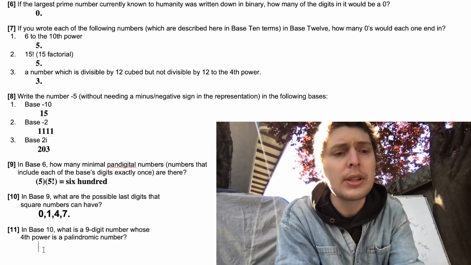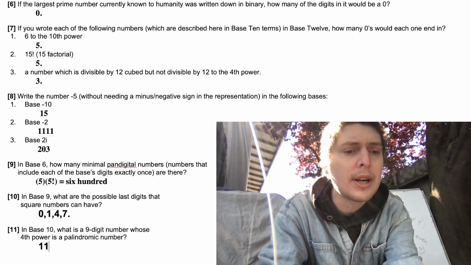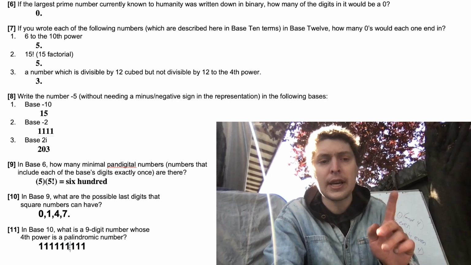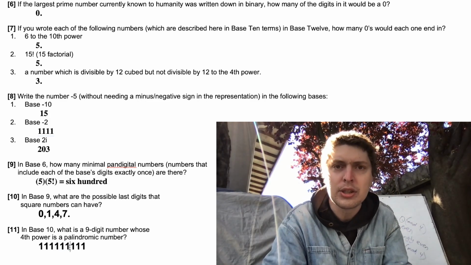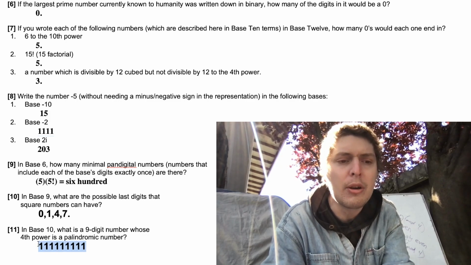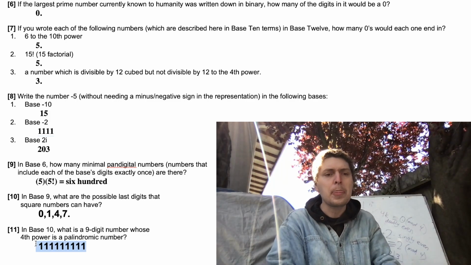Well, let's say I didn't know the answer. I might try something very simple. I might try something composed of only ones. Now, if I take the square of this, it's a palindromic staircase. But the fourth power of this is not going to be palindromic. It's going to break at some point.